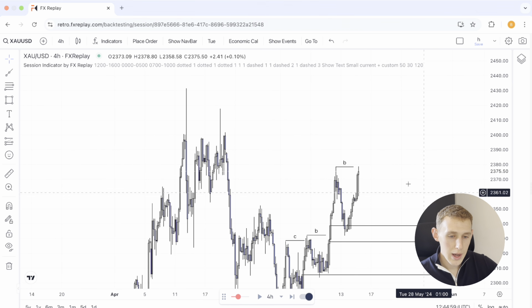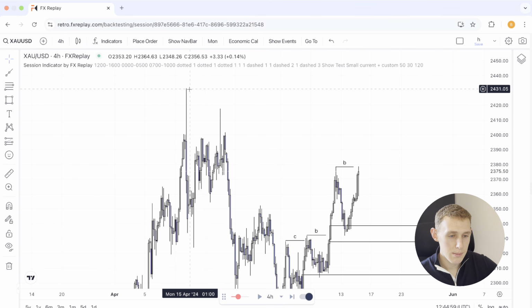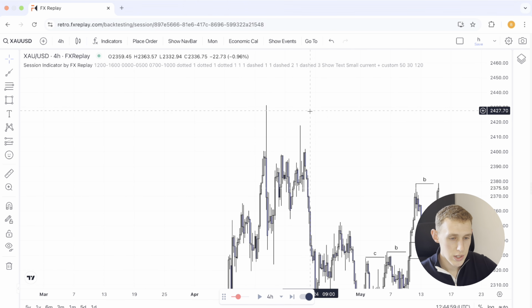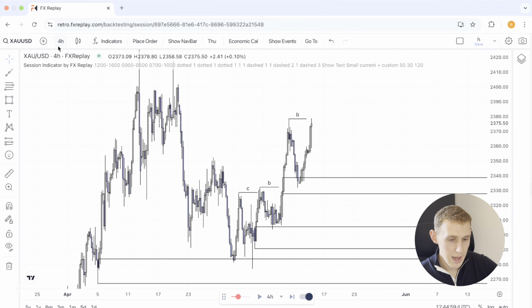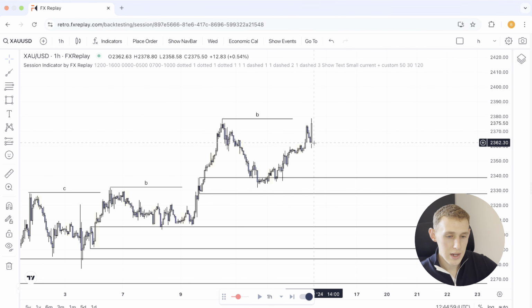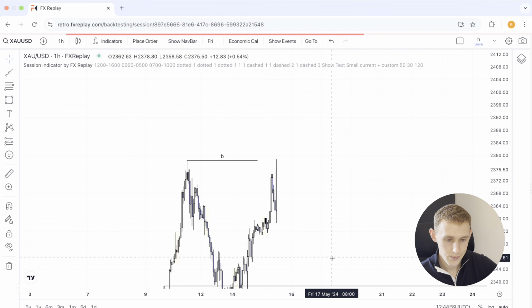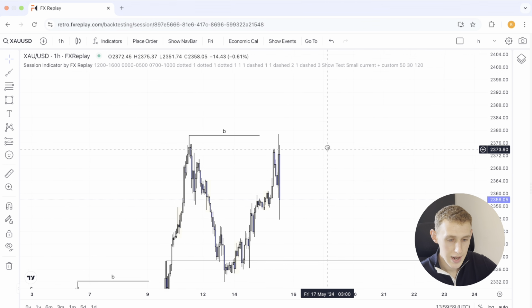Still expecting further upside though, based on how price is moving back towards these previous highs, which at the time I think was the all-time high as well. But overall, very clear bullish structure, definitely looking to take advantage of this if we can start to get some pullbacks. So let's see how it develops from here.